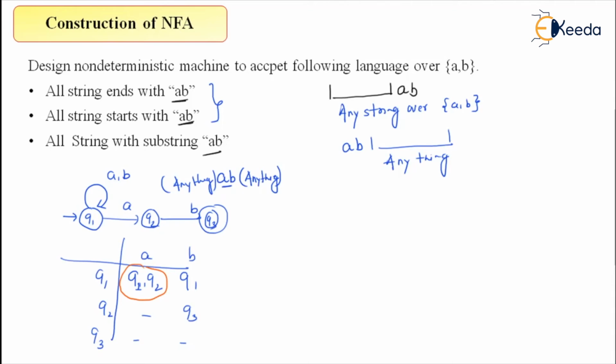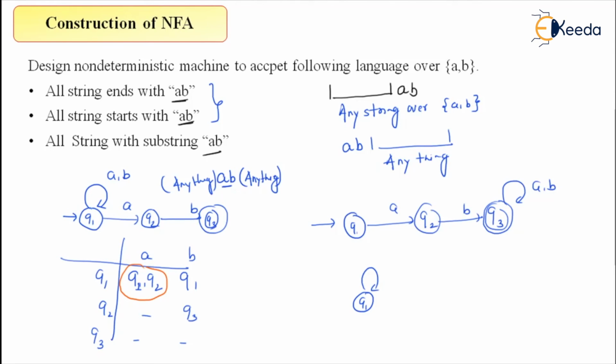Starts with AB. Now this is the machine that starts with AB. We have a Q1 state, and on input A it will go to, let's say, Q2, and on input B it will go to Q3. It's a final state, and anything that comes after will be accepted. The machine for substring AB will look like this: there is state Q1 which accepts any string over A and B, then there will be A, then Q2, then B, and then Q3 as the final state.